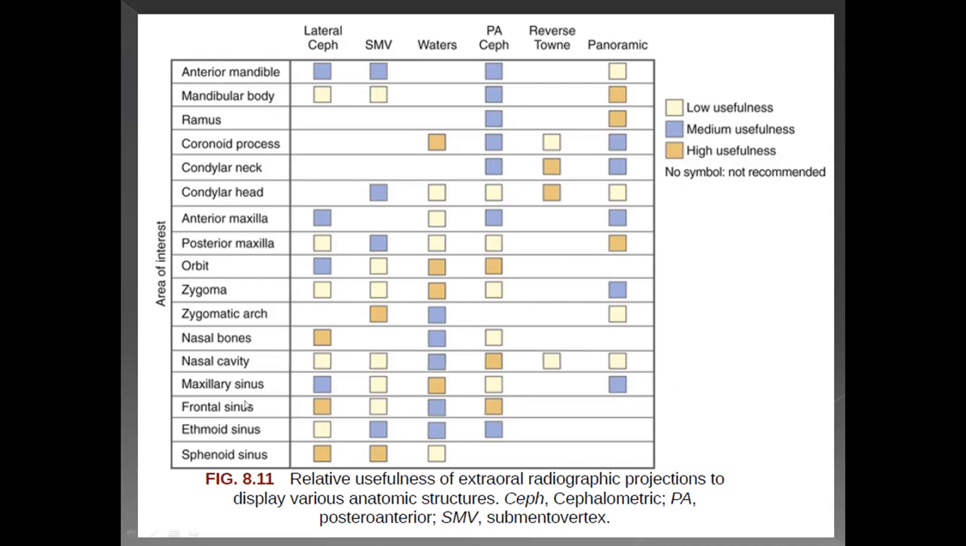Frontal sinus is best evaluated using the lateral ceph and the PA ceph. The Waters view can give you a decent amount of information as well. Ethmoid sinus has no best X-ray as such. All three options, SMV, Waters, and PA ceph, give you a medium amount of information. Whereas for the sphenoid, the lateral ceph and the SMV view give you the best amount of information.